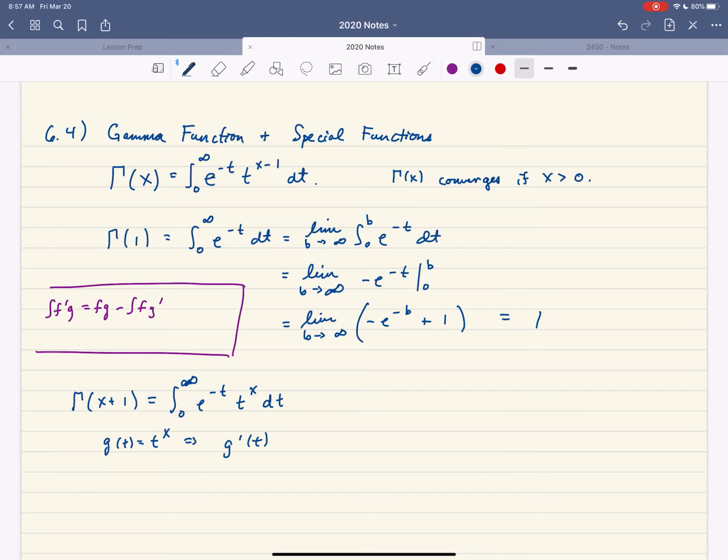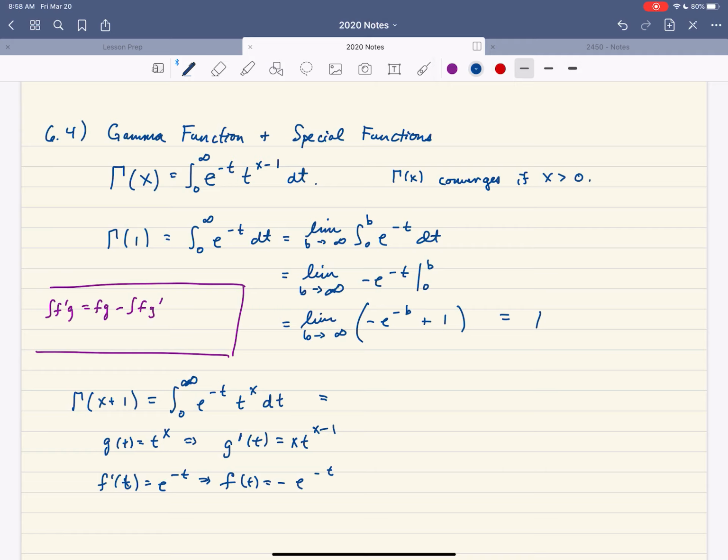So if g of t is t to the x, then g prime is x t to the x minus 1. Again, our primes are kind of hiding the fact that we're differentiating with respect to t. All right, and then that means that f prime of t is going to be the other thing. It's going to be e to the negative t, and that means that f is negative e to the negative t.